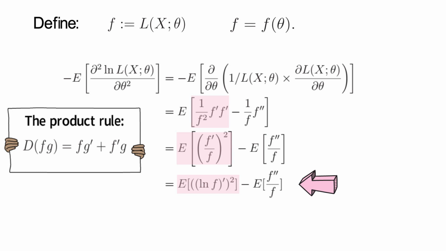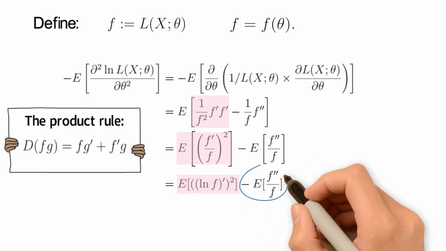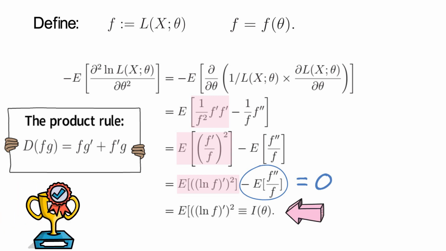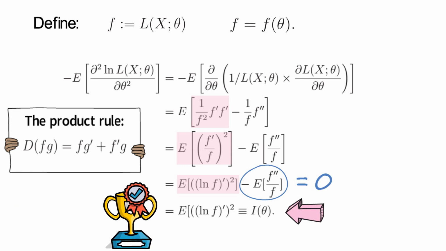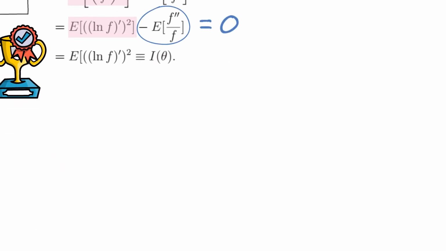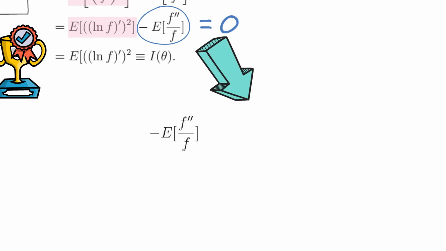Now I'm going to show you in a minute that the second term is 0, meaning we end up with the expectation of log f prime to the power of 2, which is the information matrix. Now let's show that that equality sign truly holds. So what we do is we now explicitly look at the term minus the expectation of f double prime over f. Now what do we have?